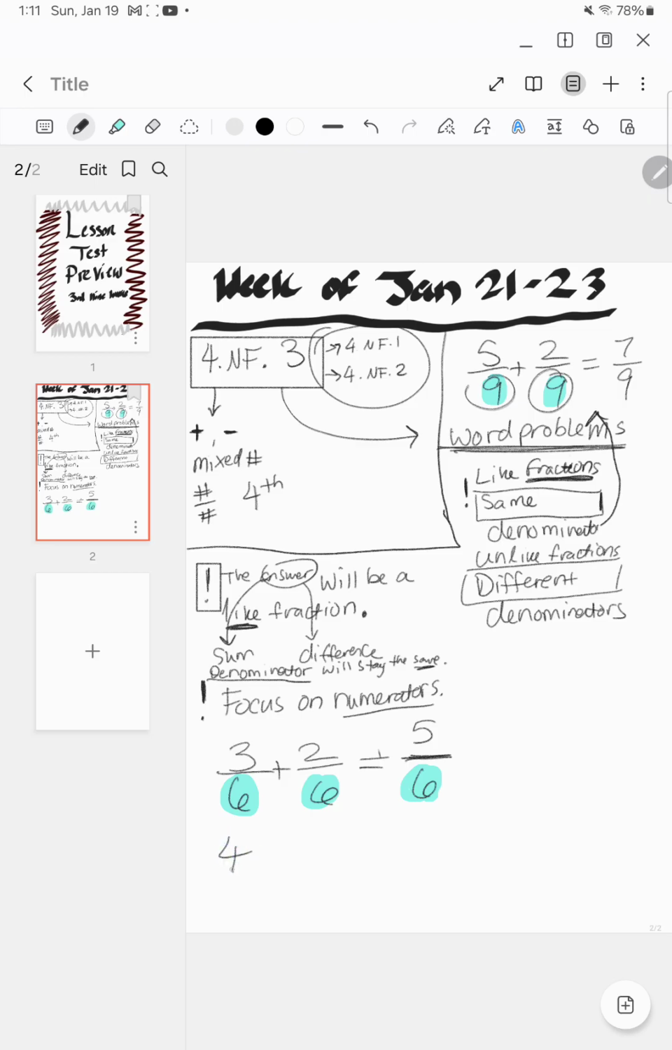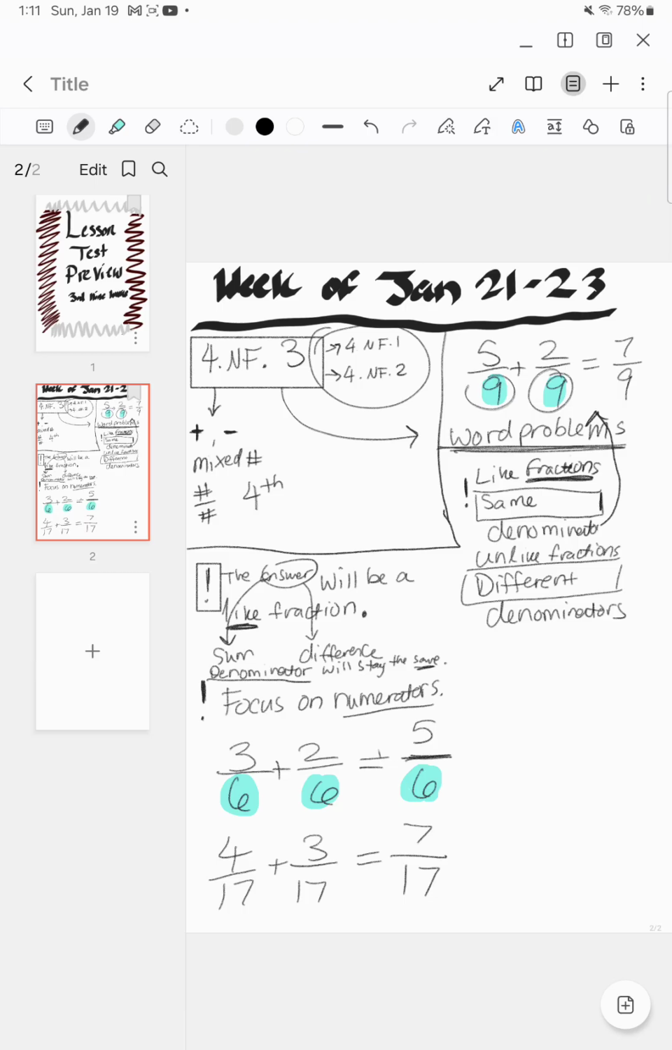And I'll do another one. If we did, let's just say, 4 17ths plus 3 17ths, well, the denominator stays the same, and 4 plus 3 is 7, so the answer is 7 17ths.